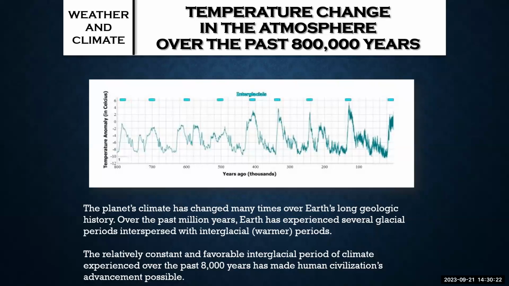So there is some data, and one can see that climate has changed many times over Earth's long geological history, and over the past millions of years Earth has experienced several glacial periods, interspersed with interglacial, that is warmer, periods. So the peaks we are seeing are interglacial, warmer periods, and the overall relatively constant and favorable interglacial climate experienced over the last 8,000 years has made human civilization's advancement possible.